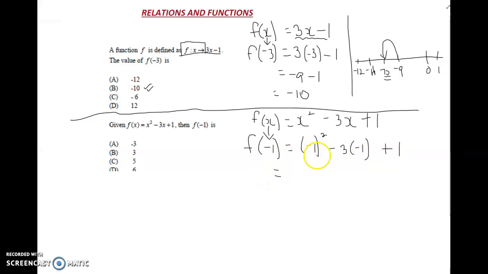So negative 1 squared is negative 1 by negative 1, which is 1. A minus and a minus is a plus. So 3 by 1 is 3 plus 1. So you're going to get 1 plus 3, 4, plus 1 is 5. My answer is C. Again, any questions you all have, feel free to comment and ask me anything.